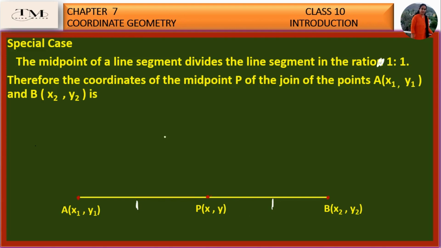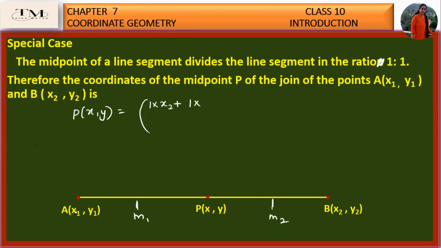So if it is so, we have to find out the section formula for this midpoint. Therefore, the coordinates of the midpoint P of the join of the points A of x1 comma y1 and B of x2 comma y2 is, so this P of x comma y will be equal to, applying the section formula, this is m1 and this is m2. So 1 into, whose distance? x2. So 1 into x2, what is m2? It is also 1.